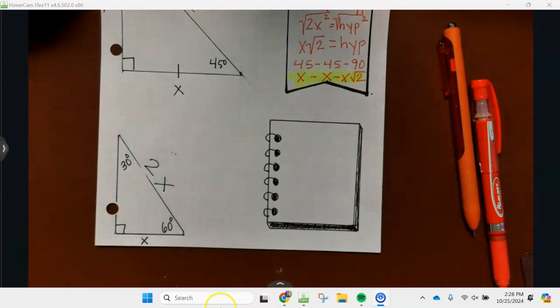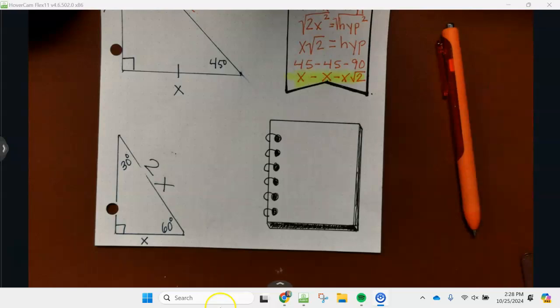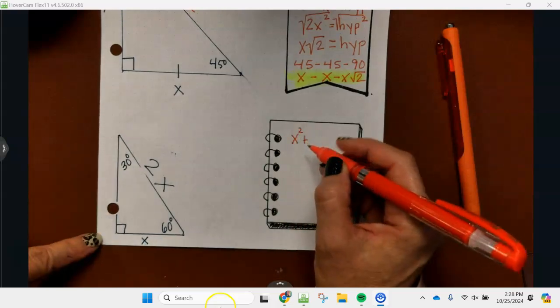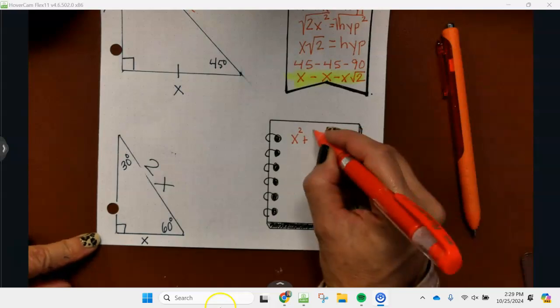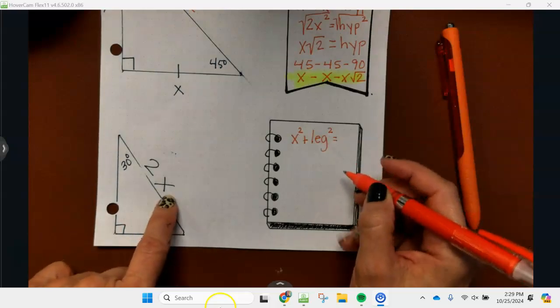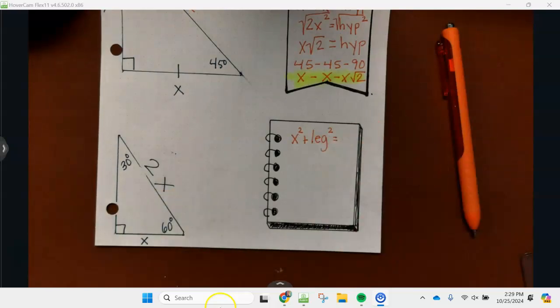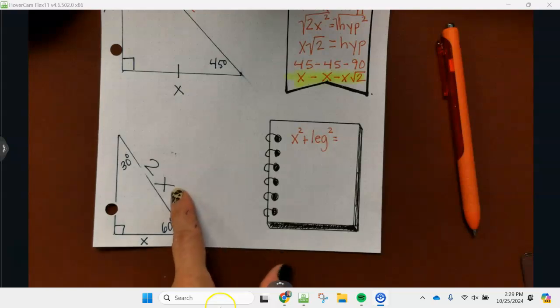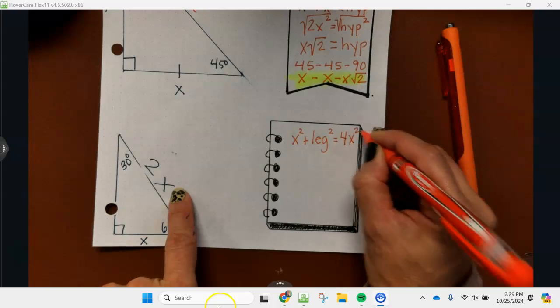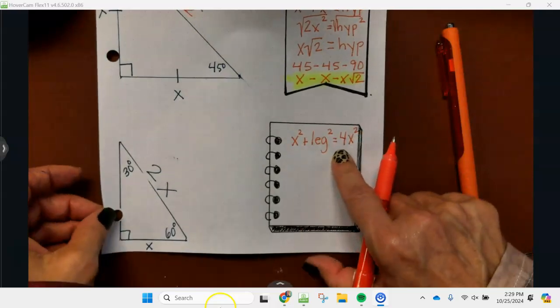All right, again, we're going to use our buddy Pythagoras to find this leg. So it is going to be x squared. We don't know the leg. I'm writing leg squared, leg squared, equals the hypotenuse squared. Y'all, what's 2x times 2x? What's 2x times 2x? 4x squared. Very good. So let's write 4x squared. That's the hypotenuse squared.